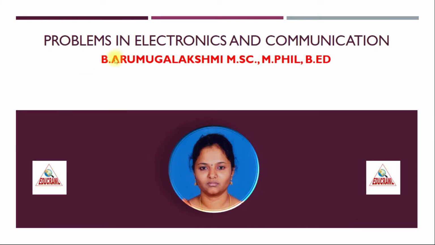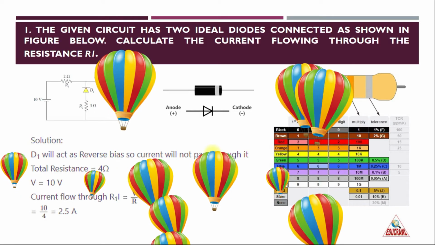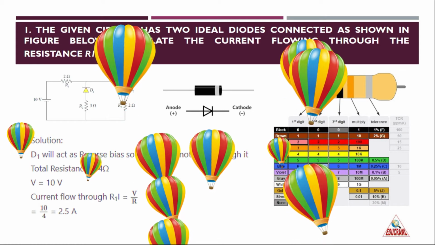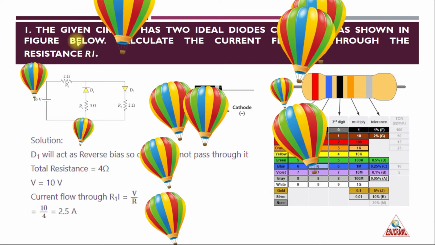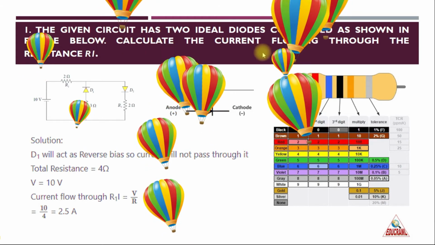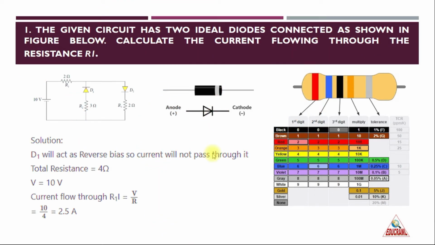Today we are going to discuss the problems in the electronics and communication lesson of class 12 physics. First problem. The given circuit has two ideal diodes connected as shown in the figure below. Calculate the current flowing through the resistance R1.